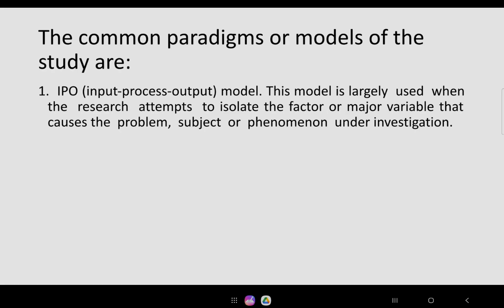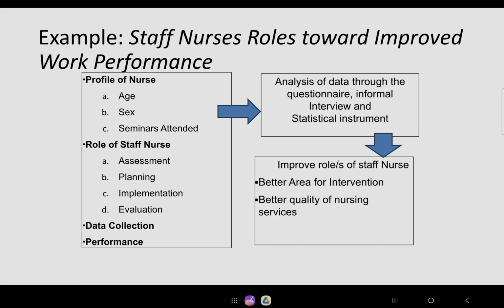So, first we have is your IPO. IPO, Input Process Output Model. So, itong model na to, this is largely used when the research attempts to isolate a factor or major variable that causes the problem, subject, or phenomena under investigation. So, we have here a sample. So, self-nurses' roles toward improved work performances.